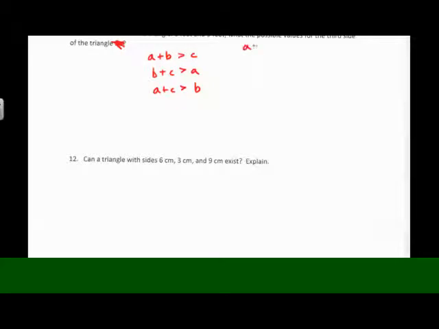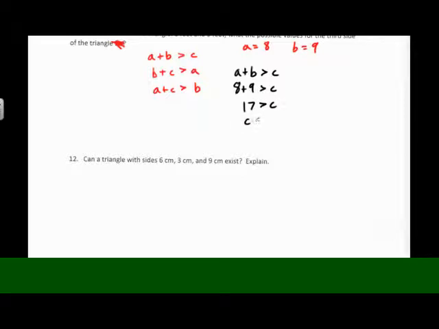So we'll say that A is equal to 8, B is equal to 9, and we have to solve each one of these to find out where our missing side can lie for it to be a triangle. First, A plus B is greater than C. So this would be 8 plus 9 is greater than C, which is 17 is greater than C. So C has to be less than 17 for this to work.